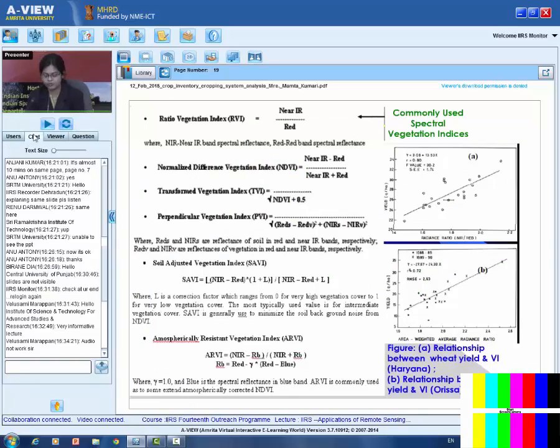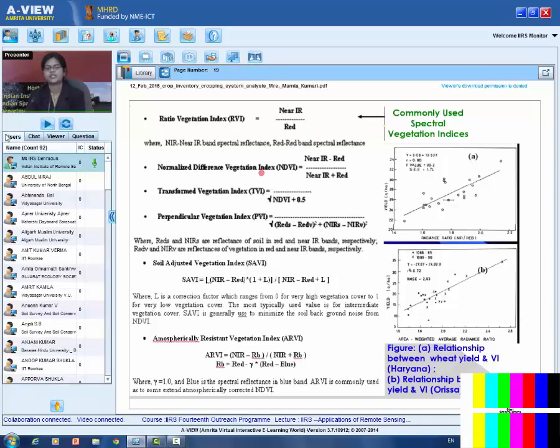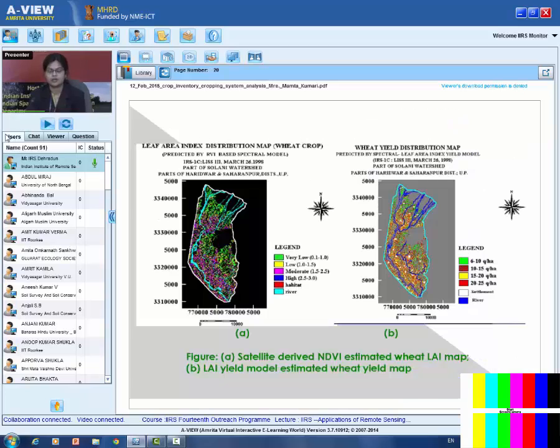So these kind of indices are used. Basically these are mostly used: ratio vegetation index, NDVI, then transformed vegetation index, perpendicular vegetation index, atmospherically resistant vegetation index. Sometimes instead of directly using the vegetation index, some crop growth variable are estimated, like leaf area index.